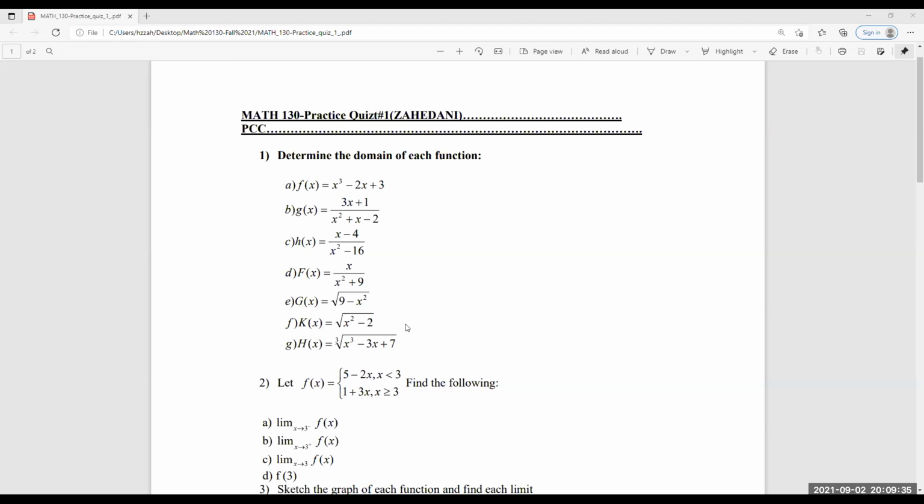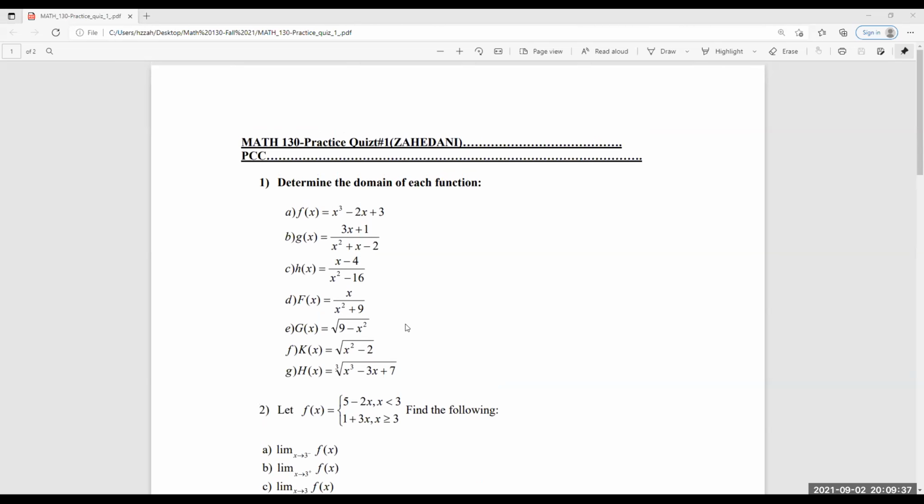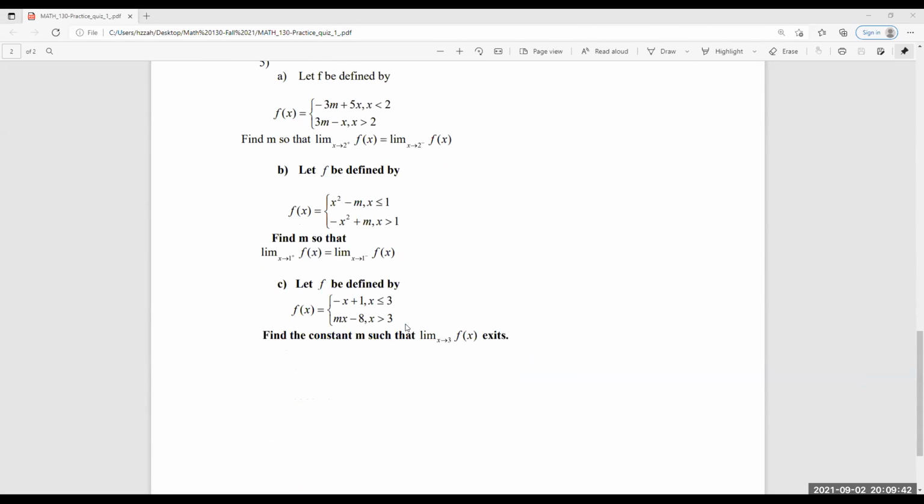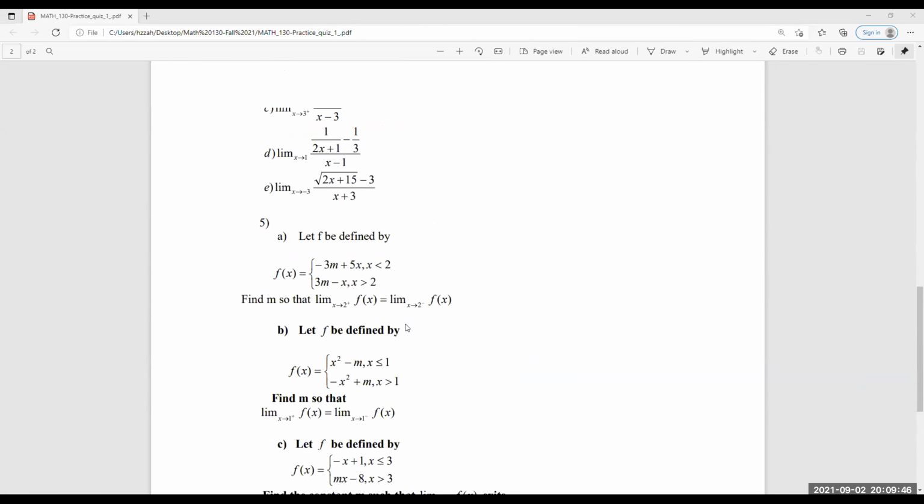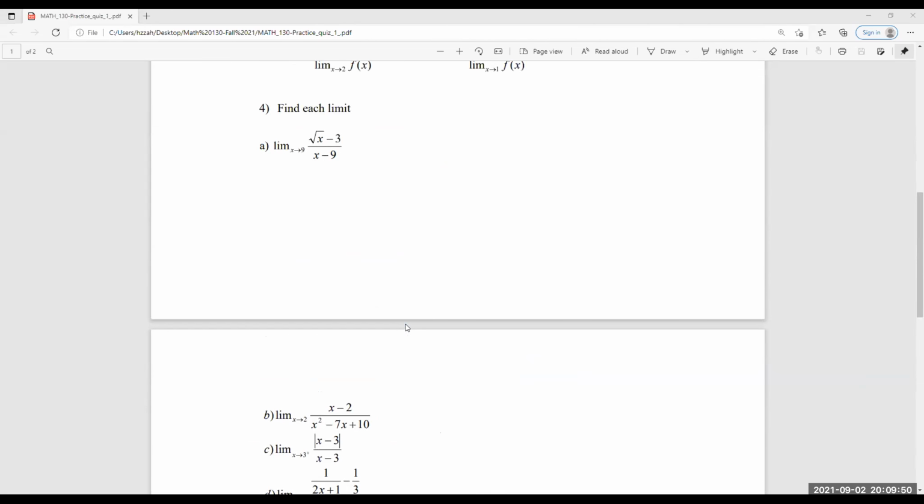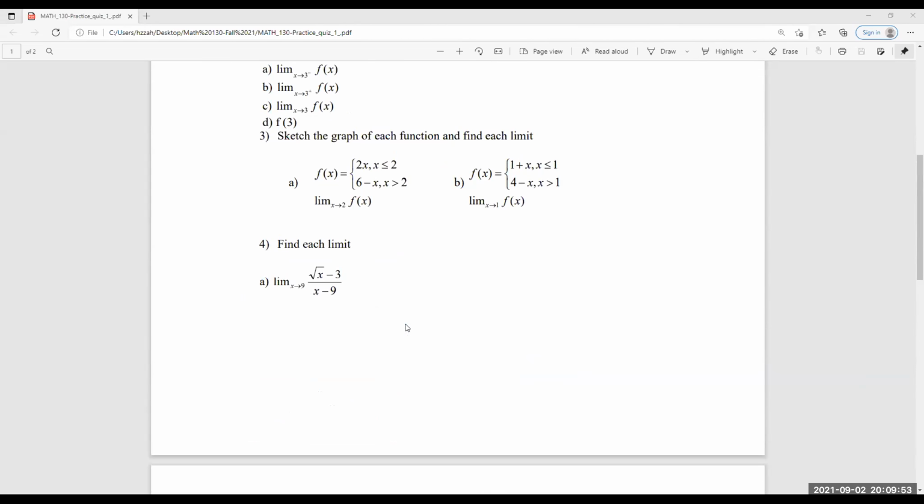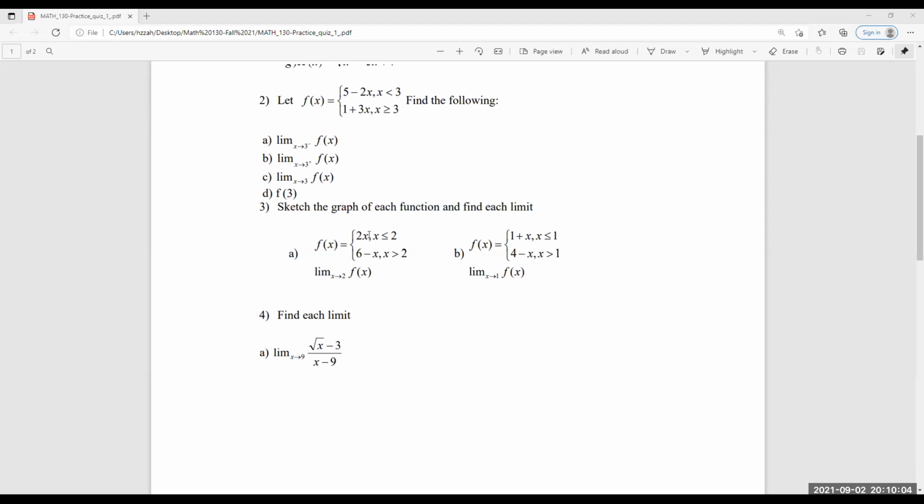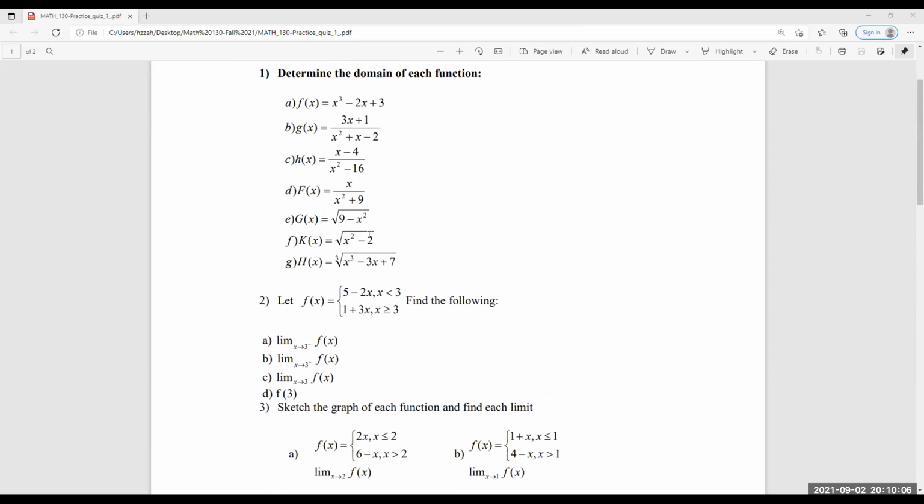So number 1 and number 3. Number 1 is sketching the graph of the piecewise defined function. Let's see if you have it. Number 3, part 1, because we want to sketch the graph of this function. This would be the review that we did, and then the rest are going to be just the limit of the function, okay?